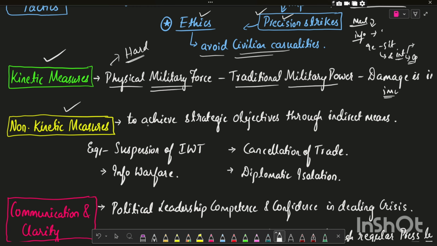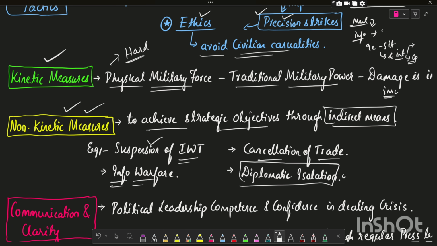What are the non-kinetic measures? The non-kinetic measures are used to achieve strategic objectives through indirect means. Examples: suspension of the Indus Water Treaty, cancellation of trade with Pakistan, information warfare, and also diplomatic isolation of Pakistan through diplomacy.